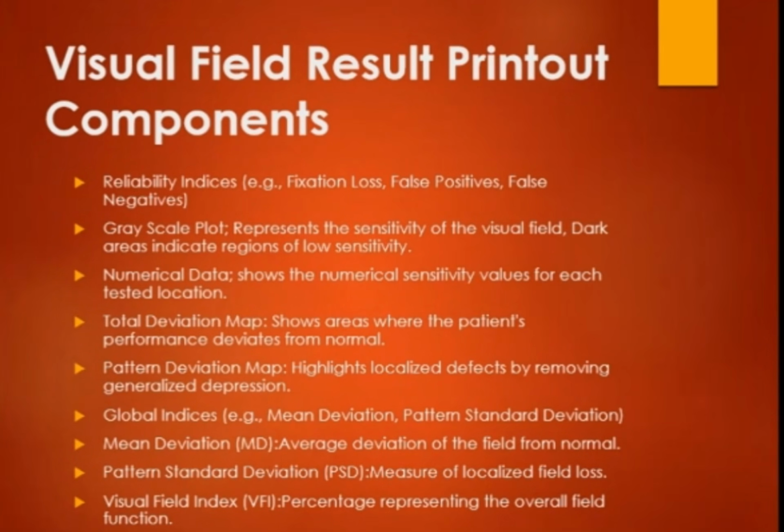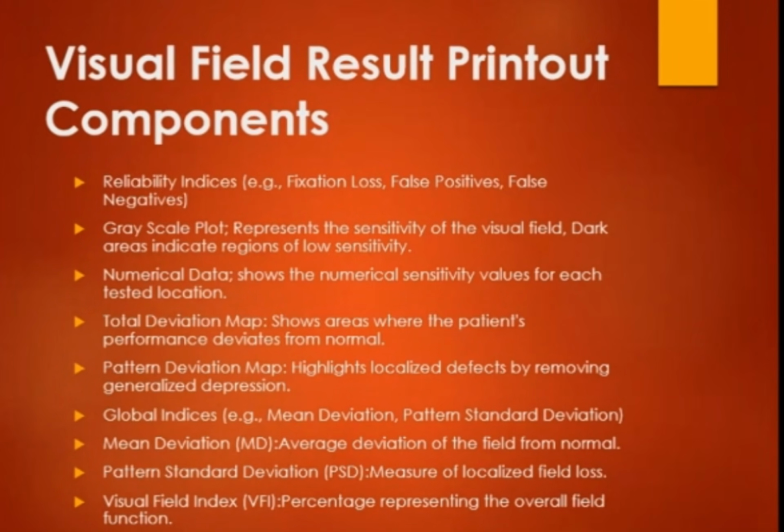You also look at the grayscale plot, which represents the sensitivity of the visual field, using dark areas to indicate regions of low sensitivity. You also have the numerical data plot. Some authors call it the sensitivity plot, which shows the numerical sensitivity values for each tested location.